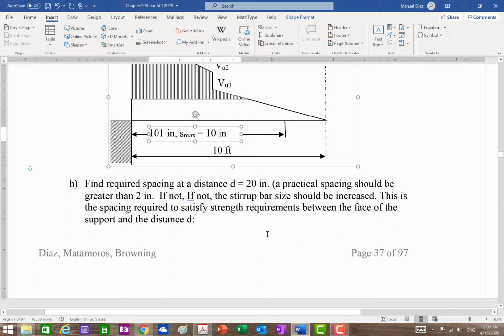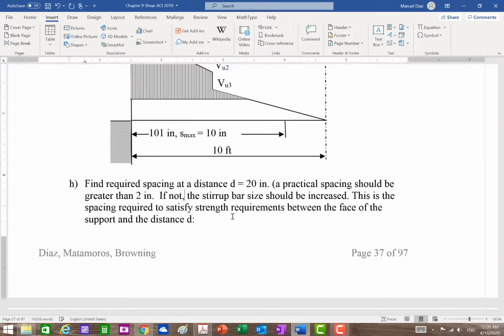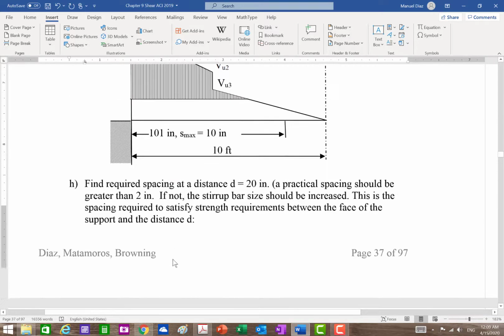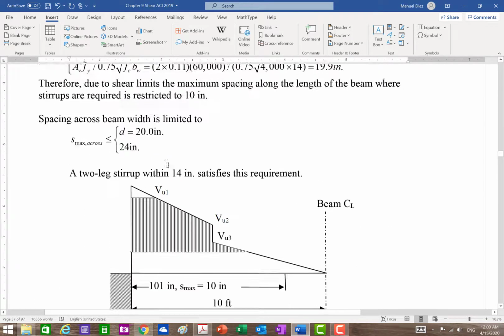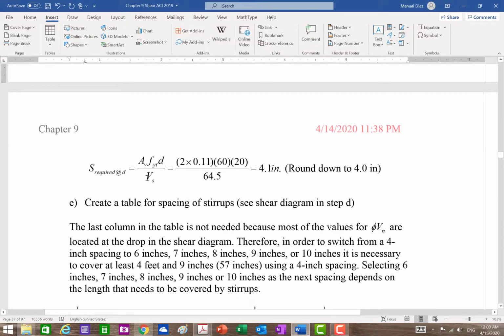So now, next we're going to find the requirement for the spacing for this maximum shear that we found, this VU1. So that's only for VU1, so it starts right in here. So we find the formula, there it is. It gives me again 4.1, we run it down to 4. Now we're going to create a table.